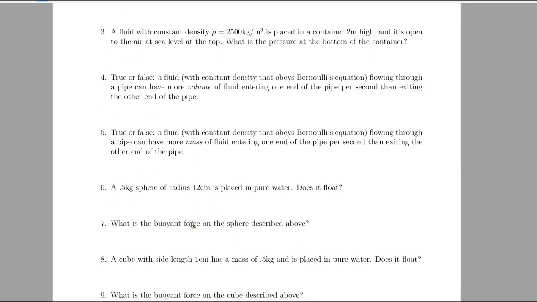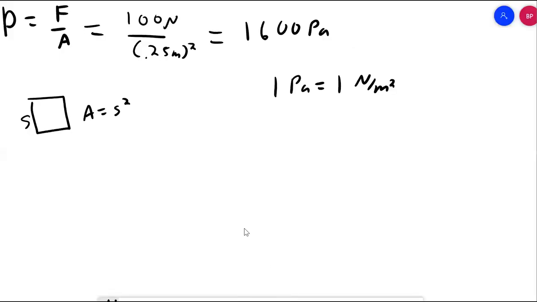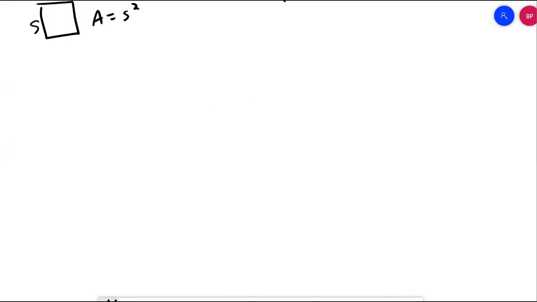Our next problem says a fluid with constant density is placed in a container 2 meters high and is open to the air at sea level. What is the pressure at the bottom of the container? Well, we know that pressure in a fluid is given by the pressure at the top of the fluid plus the density of the fluid times the acceleration due to gravity times the depth. So as long as our density is constant, this is the formula for the pressure at some depth h. If it's not constant, then there's a derivative formula, but I won't give you one like that.